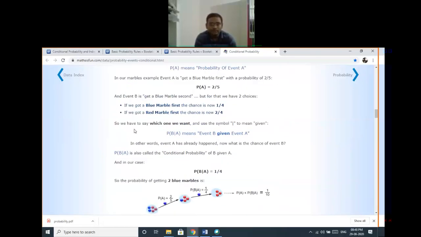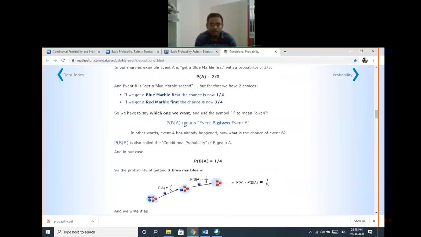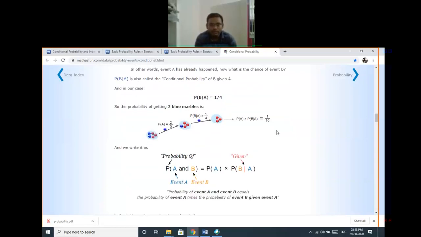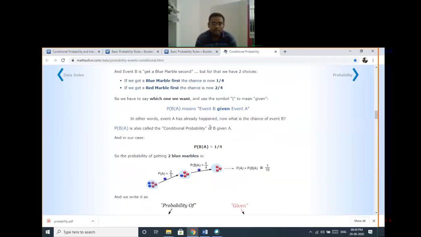Next, you can also go through this one. Here, similarly, this is 1 by 10, the probability of A and B both occurring. A is getting a blue marble, and B is another event. The first event is called event A and the second event is called event B. So we can write it like this. It is called conditional probability.